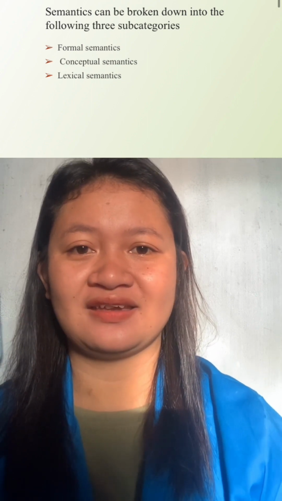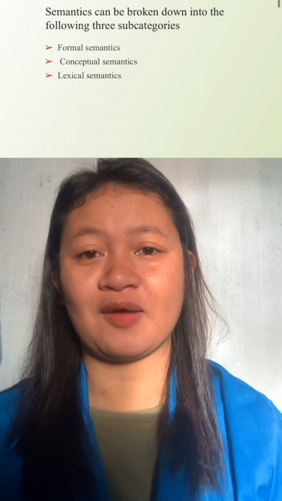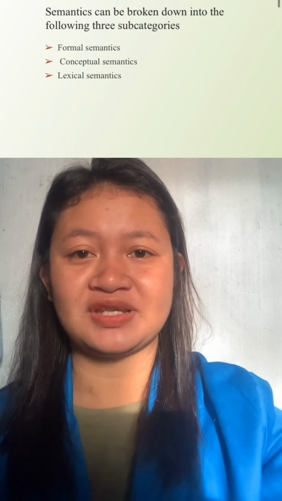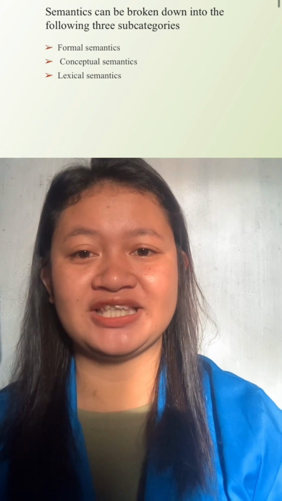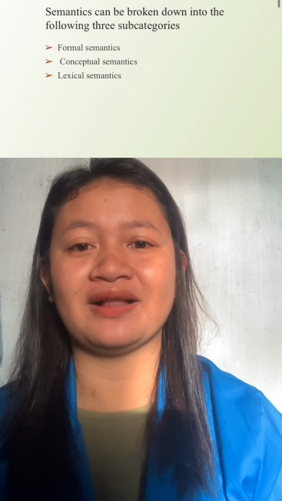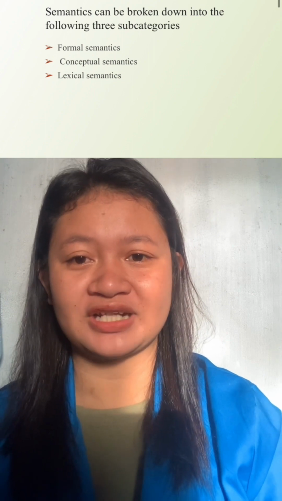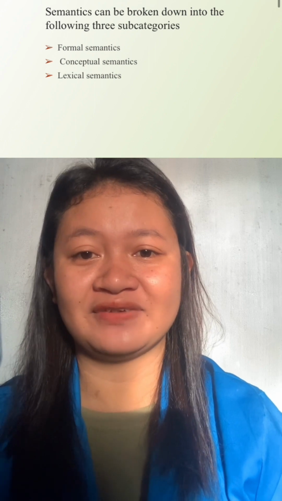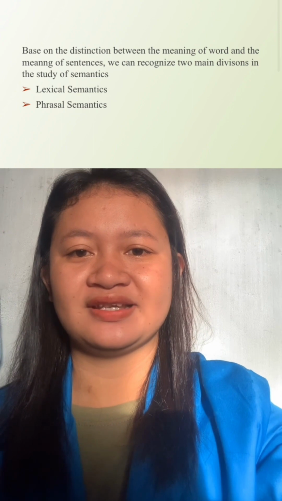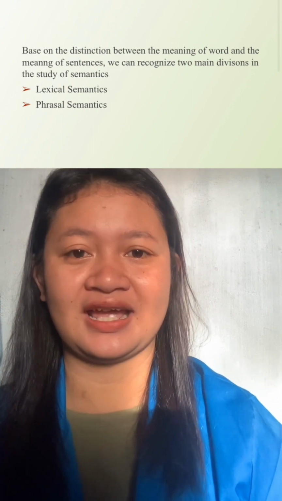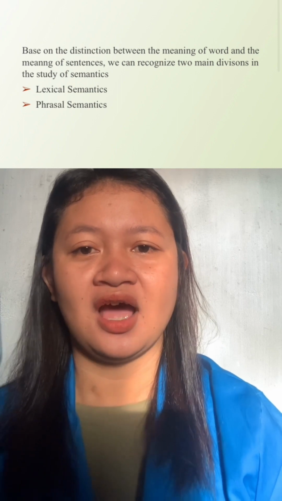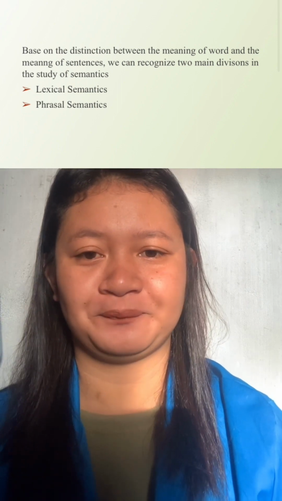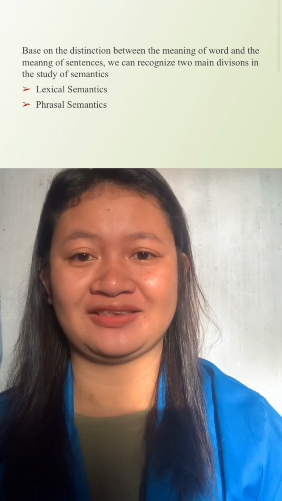At its core, we can think of semantics as the magic that happens when people communicate and, most importantly, when they understand each other. This magic is actually a well-balanced combination of understanding of words and phrases, having general knowledge, and using real-world experience. Based on the distinction between the meaning of words and the meaning of sentences, we can recognize two main divisions in the study of semantics: lexical semantics and phrasal semantics.